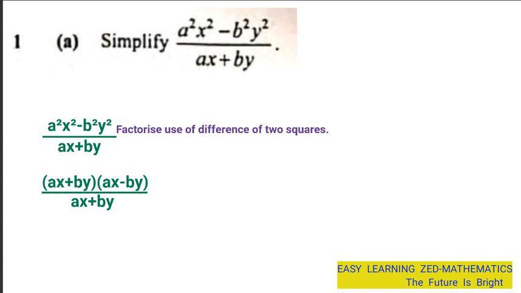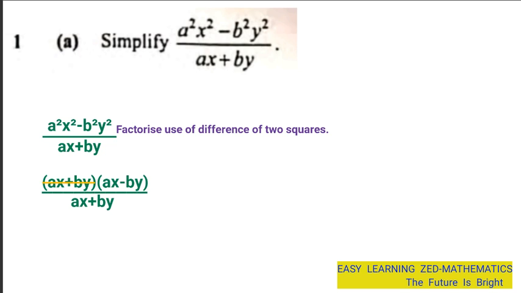Now when you look at the expression that I have written, when I factorized the numerator in this fraction, which is a squared x squared minus b squared y squared, I came up with the open bracket ax plus by. You can definitely see that the ax plus by on top and the ax plus by down below are the same. So that means I can cancel the one which is on top and the one which is down.